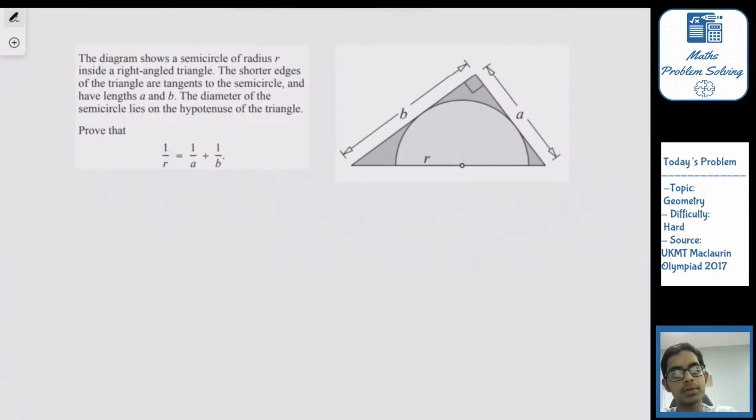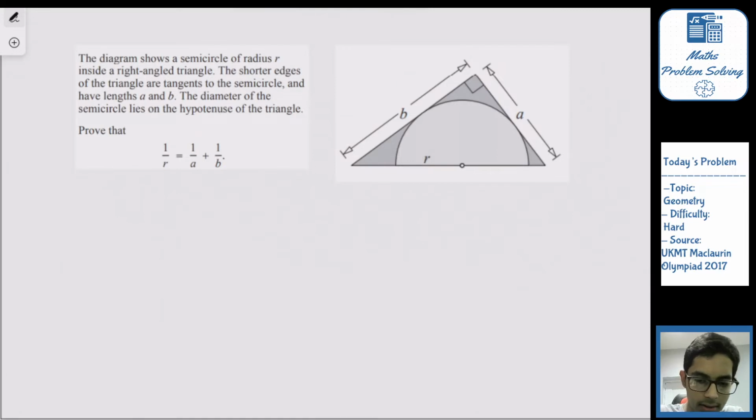So the diagram shows a semicircle with radius r inside a right angled triangle. The shorter edges are tangents. Okay, so this is key. So let's just draw these lines. We know that these are both right angles. And before we finish reading off the question, another bit of information is that this is a four-sided shape and three of the angles are right angles.